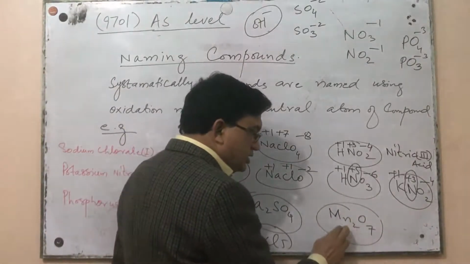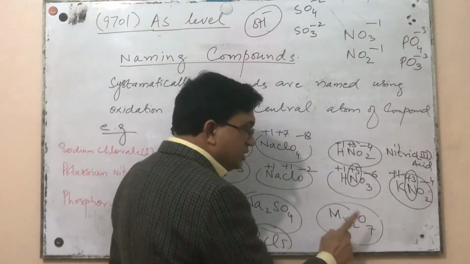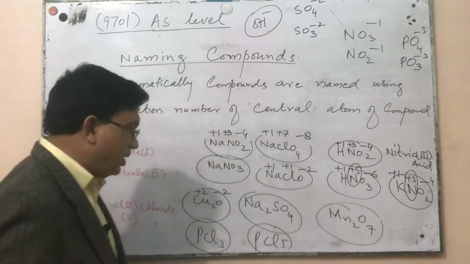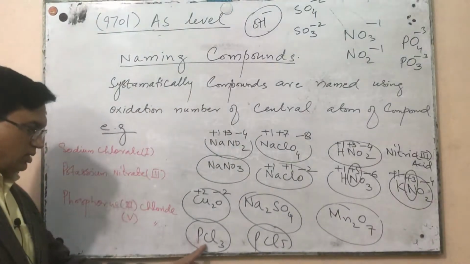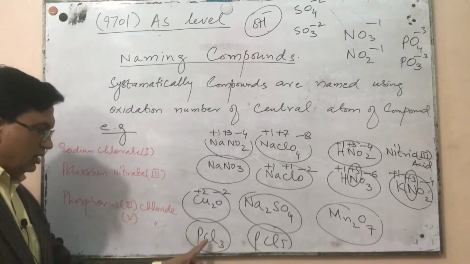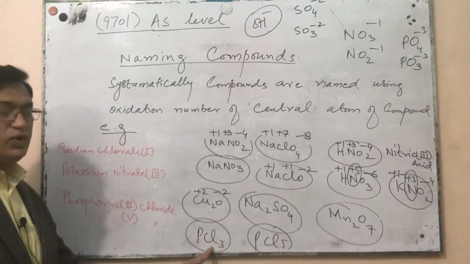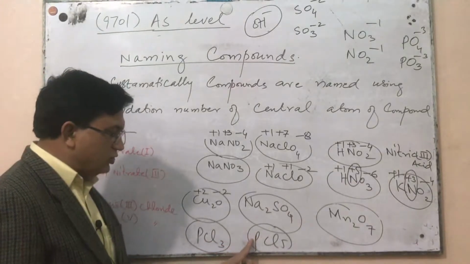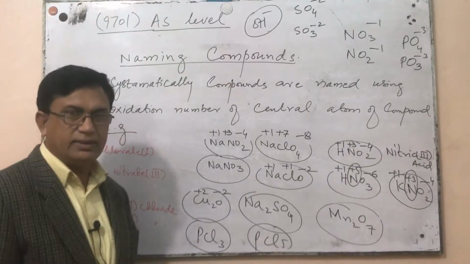Manganese 7 oxide is indicating that the oxidation state of manganese is 7 in this compound. Phosphorus 3 chloride. And this compound is indicating phosphorus 5 chloride.